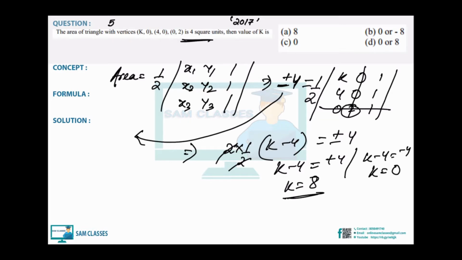A lot of students will just give the answer either 0 or 8 and leave it. Don't do like that. Area is always plus minus. So why is it, put in the comment section. Let's see how many students know it. Okay, the answer will be D.